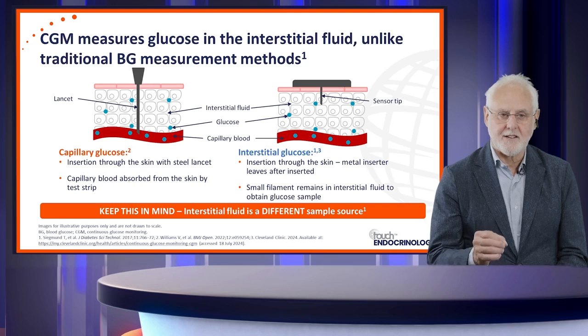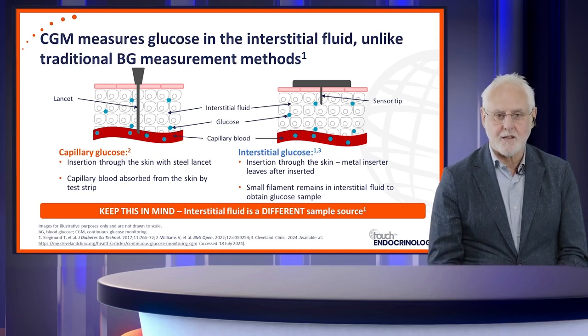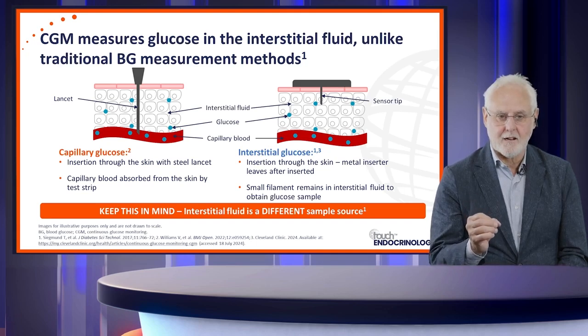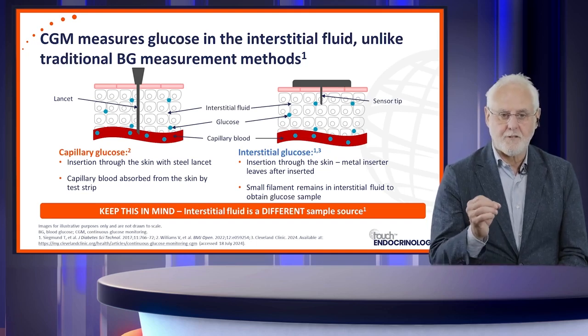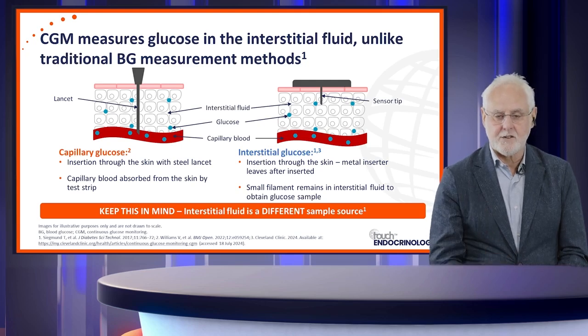It's really important to understand what CGM measures, whether it's measuring glucose in the interstitial fluid or in capillary blood glucose. And this slide really depicts that capillary blood glucose is measured in the capillary blood, absorbed from the skin by a test strip, and that is different than what's measured in glucose in the interstitium, which is what a CGM sensor tip measures.